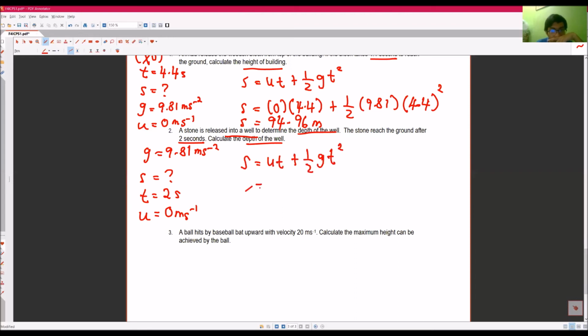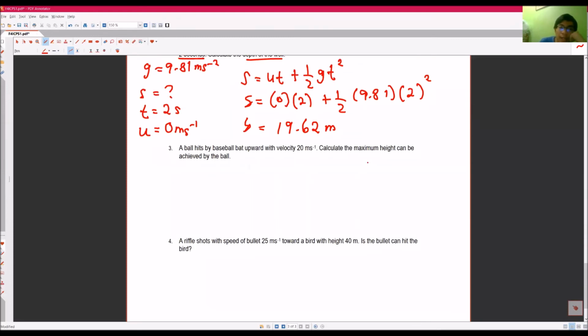You don't need to rearrange. 0 times 2 plus 1/2 times 9.81 times 2 square. So we get 19.62 meters.